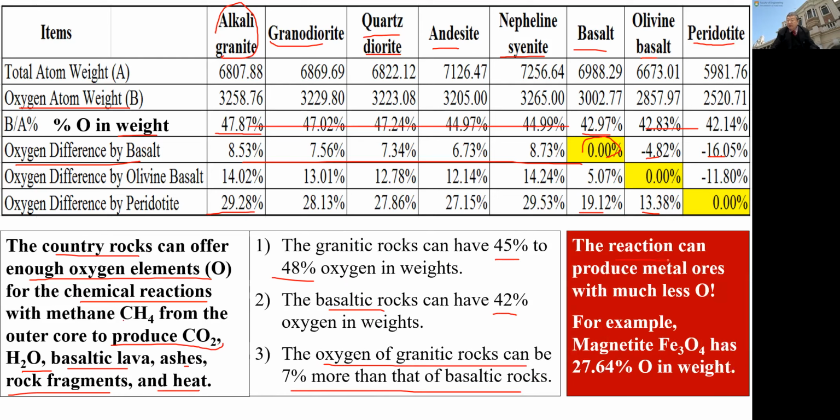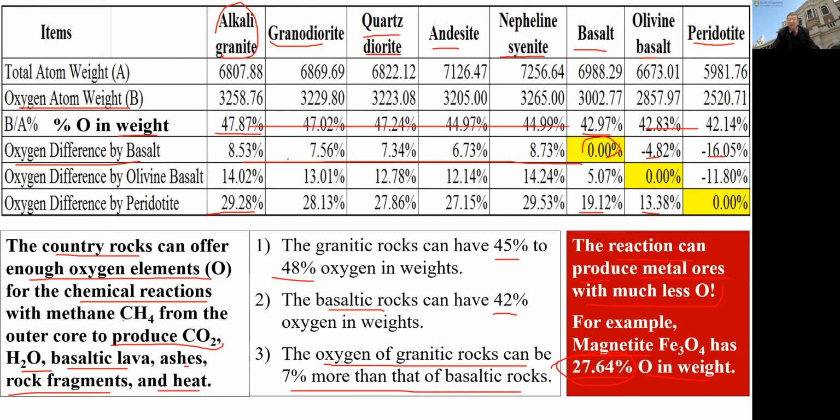the reaction can produce metal ores if the metal ore comes out with much less oxygen. So for example, magnetite Fe3O4 has 27.64% oxygen in weight. So this 27.4%, you can see, it's very small, okay? For this, the metal ores, you know, oxidized.